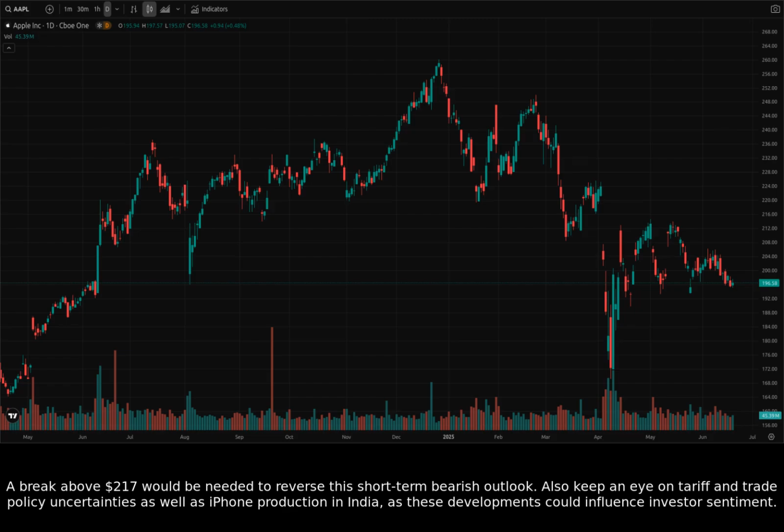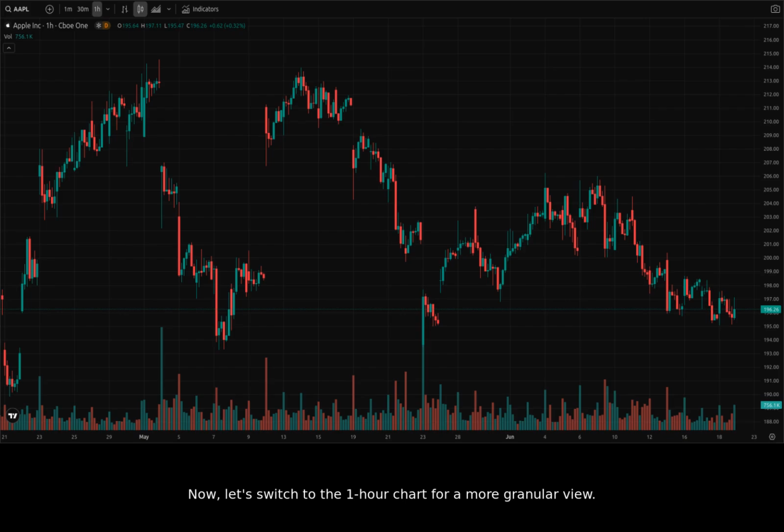Also keep an eye on tariff and trade policy uncertainties as well as iPhone production in India, as these developments could influence investor sentiment. Now, let's switch to the 1-hour chart for a more granular view.